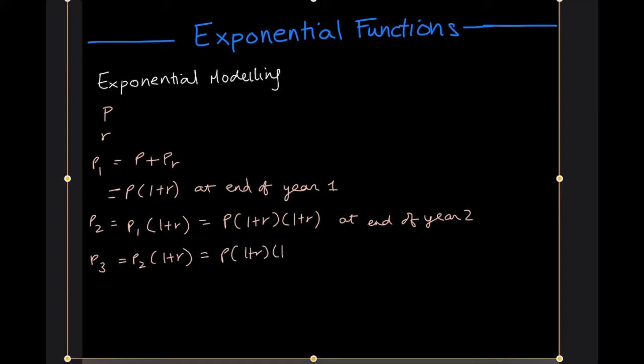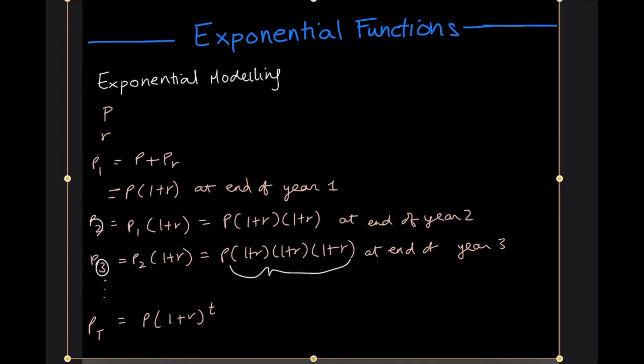and this would be at the end of year 3, and it goes on and on. So PT would be P times 1 plus R to the power T, because we can notice over here that at the end of the third year we have 1 plus R 3 times. At the end of the second year, 1 plus R is 2 times. At the end of the first year, 1 plus R is just 1 time. So that's the pattern we have.